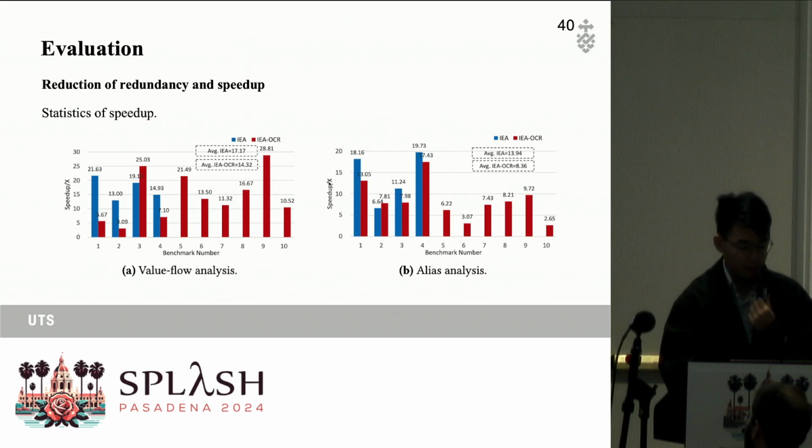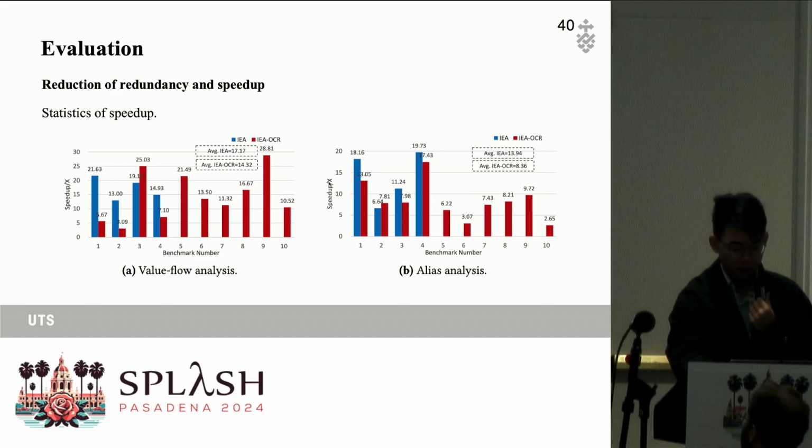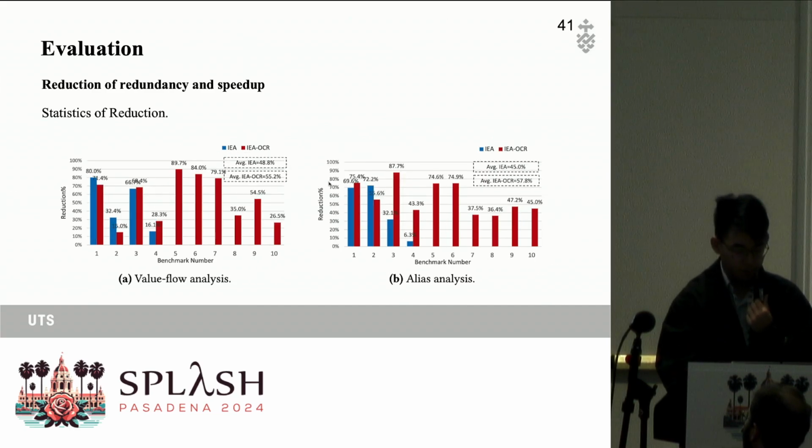As a result, the speedup of value flow analysis is 17 times on average, and for alias analysis it is pretty similar, with a 13 times speedup. And for the reduction of redundancy, you can see that IEA has around 50% reduction for value flow analysis, and alias analysis has a 45% reduction.